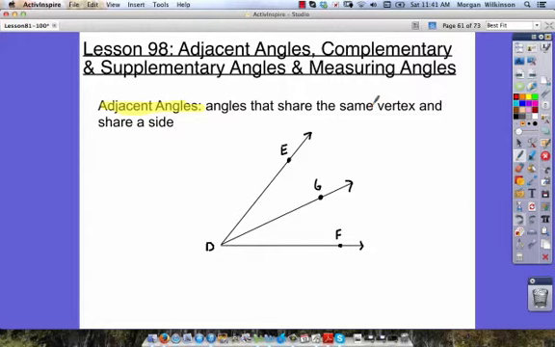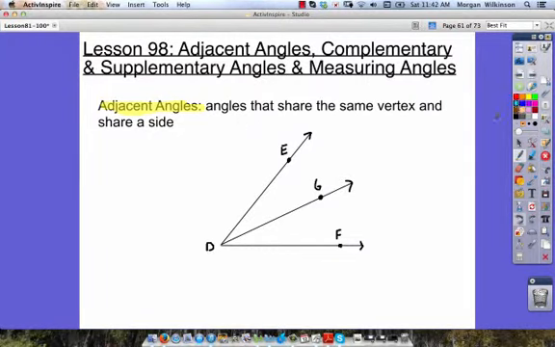Lesson number 98 is about adjacent angles, complementary and supplementary angles, and measuring angles. Now we've got several vocabulary words, so make sure you get them written down with their definitions and the examples. An adjacent angle, or adjacent angles, are angles that share the same vertex and share a side.